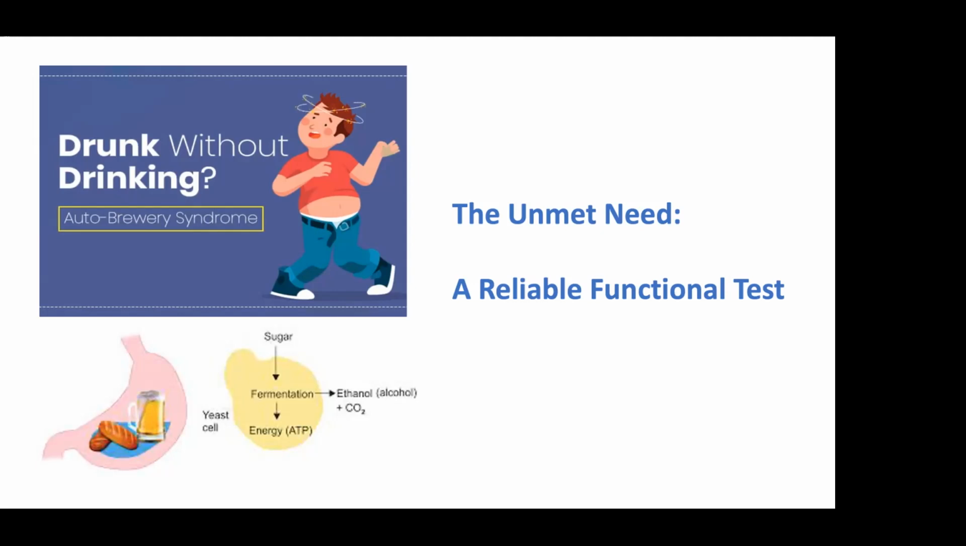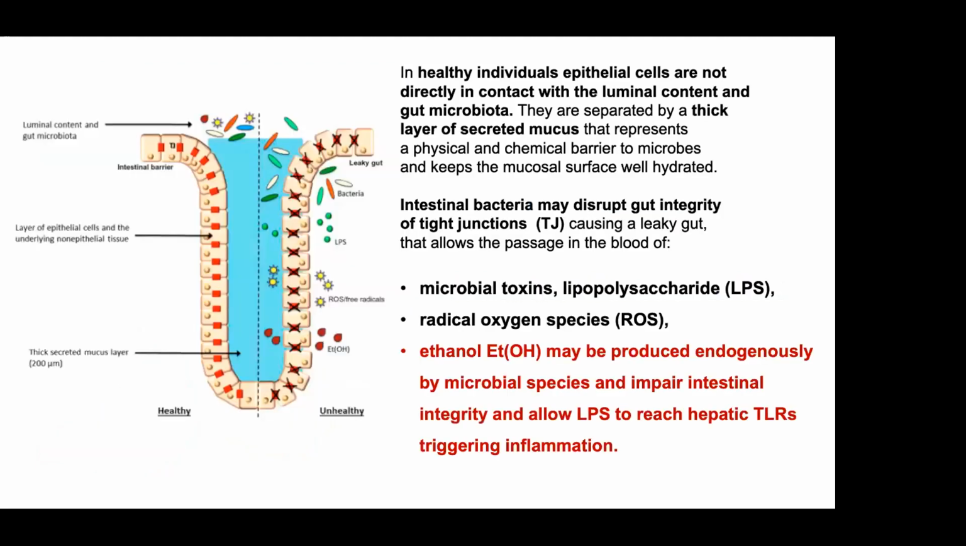This is something that is very relevant, because it would really tell us how many of the so-called metabolic steatosis cases are really induced by auto-brewery. Auto-brewery, the production of ethanol by microbes, can be impacting very strongly on the pathogenesis of steatohepatitis, as we know, allowing lipopolysaccharide to pass to the liver and trigger inflammation.